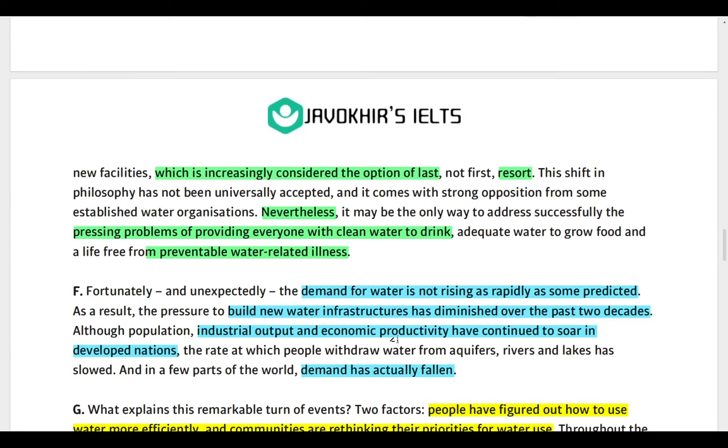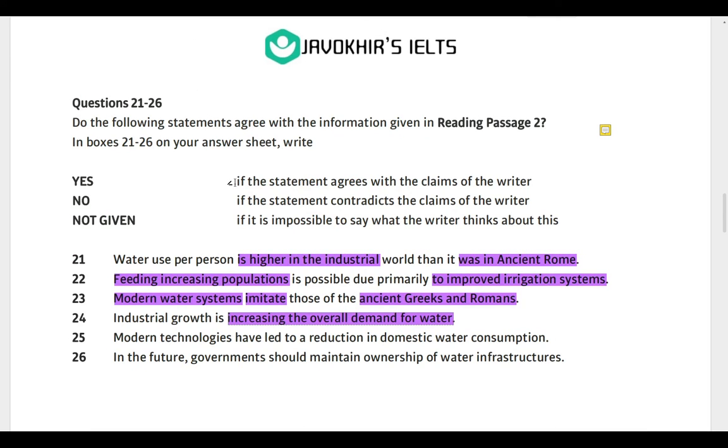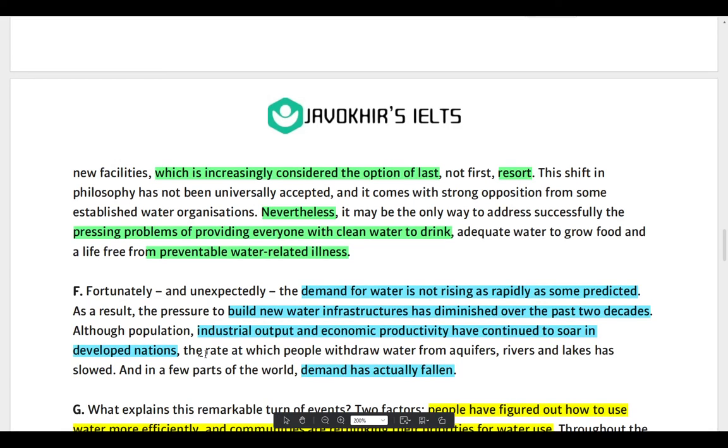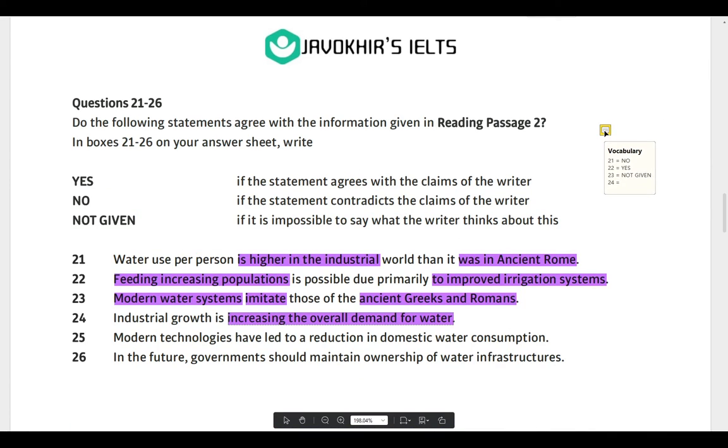Industrial output and economic productivity has continued to rise in developed nations. However, the question here is saying basically 24, increasing the overall demand for water. No, the demand for water is not actually rising, but demand has actually fallen. So the answer for 24 is going to be no. So we're going to go with the 25 now.